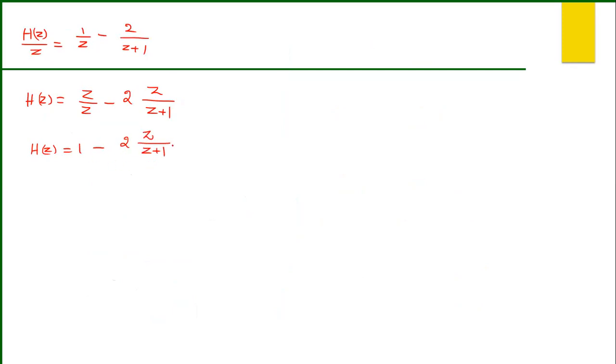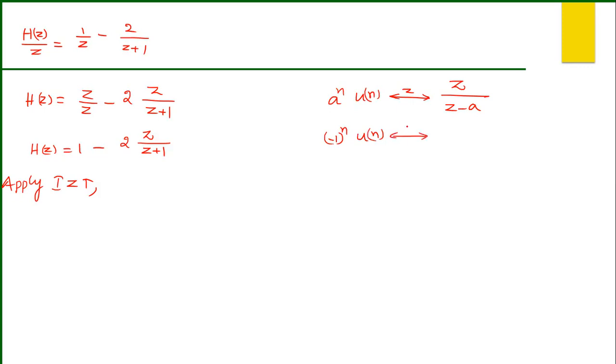Now if you have written like this, then we need to apply the inverse z transform. We know that a power n u of n z transform is z by z minus a. Now minus 1 whole power n u of n, in the place of a how much it is? Minus 1. That will become z by z minus of minus 1, which is z by z plus 1. So what is the inverse z transform of z by z plus 1? Minus 1 whole power n into u of n. What is the inverse z transform of 1? You remember one thing, delta of n. Fourier transform is 1 and z transform is also 1. Whenever 1 is there, the inverse z transform will be delta of n. So h of n is equal to delta of n minus 2 times minus 1 whole power n into u of n. So this is the inverse z transform for the given system.